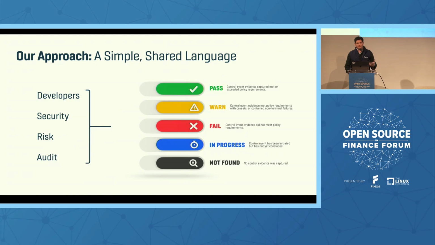So our approach at Fianu is a simple shared language: taking all of the governance and all of the compliance and breaking it down to five pieces. That's pass, warn, fail, in progress, and not found. All of these are pretty straightforward, except the one I want to talk a little bit about is the not found state. And that's really important in your automated governance journey.